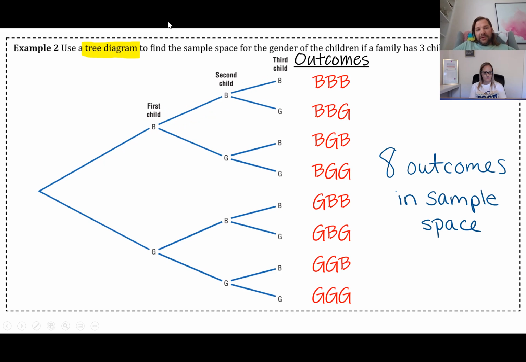And another way to keep track of this is basically at each step there were 2 possible outcomes, and we're going to have 3 children, so it's 2 to the 3rd different outcomes. So that's 2 times 2 times 2 gives you 8.